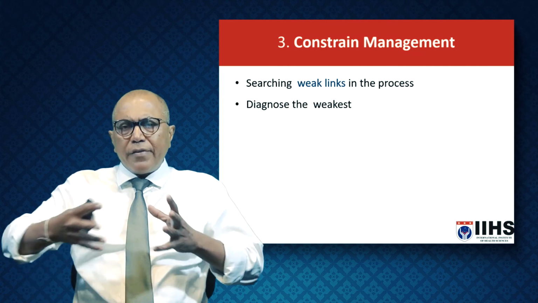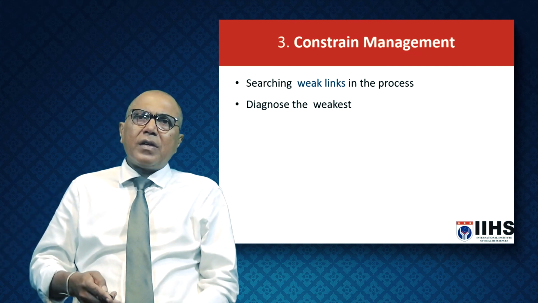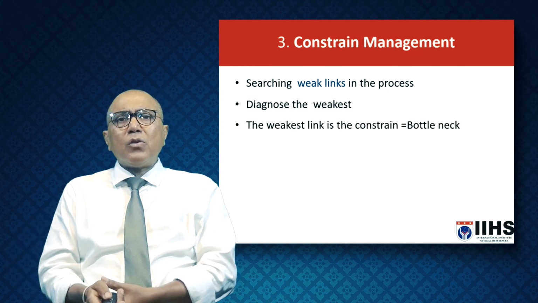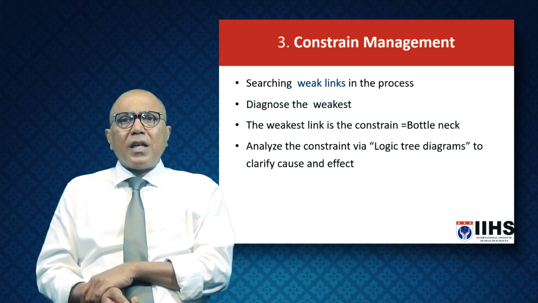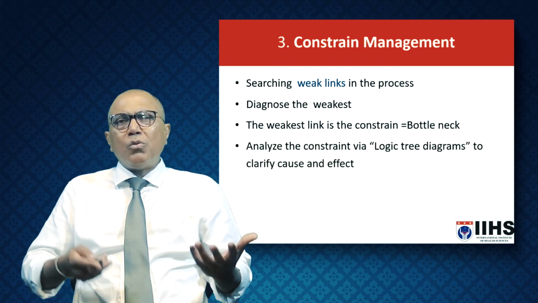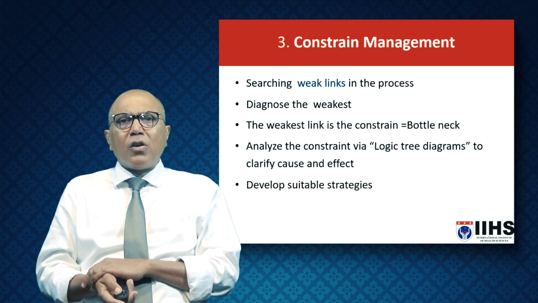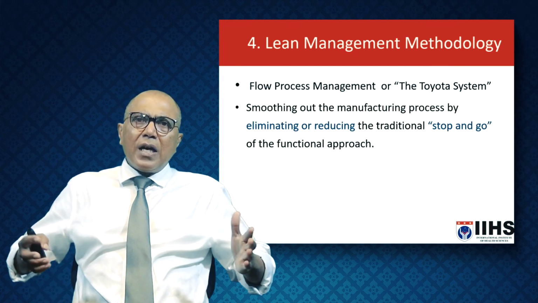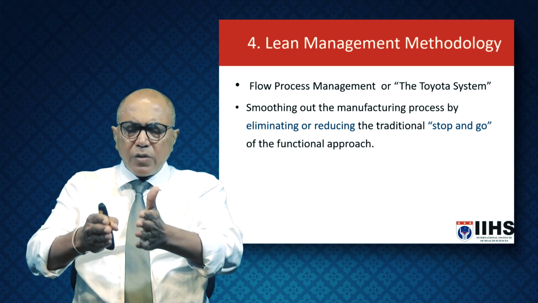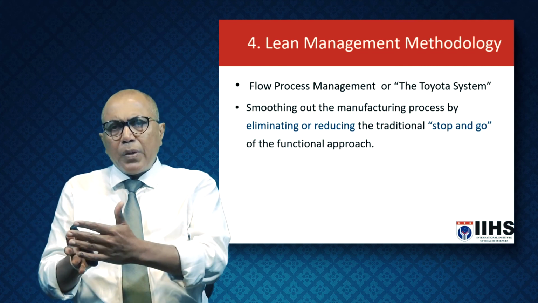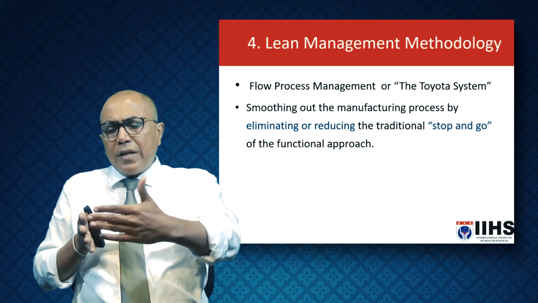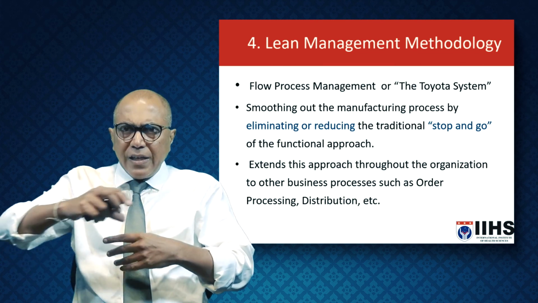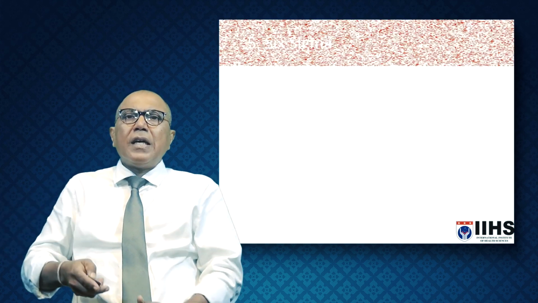Constraint management is a very important one. You diagnose, in the process, what is the weakest link that you have. Constraint management is another module altogether, but you identify the bottlenecks, the weakest links, and then you use logical tree diagrams in order to organize this. Then lean management technology is called the Toyota system. Basically, when the process moves in, you don't allow it to stop. You just continuously have the process. If you stop it, then more and more patients will be stagnated in that place. Therefore, lean is having a very lean process rather than a fat process.